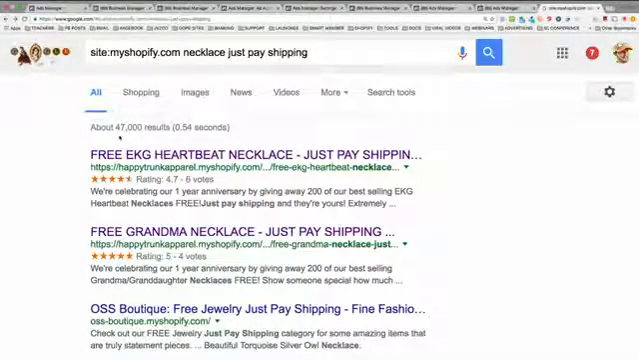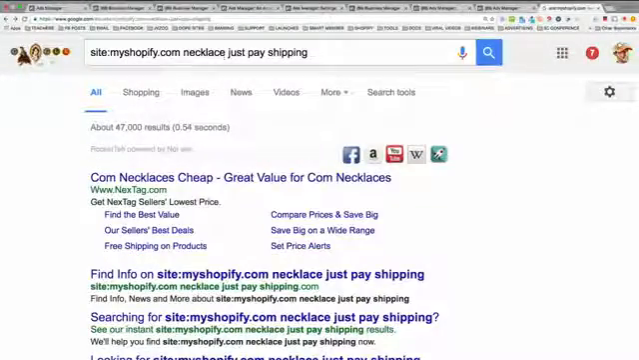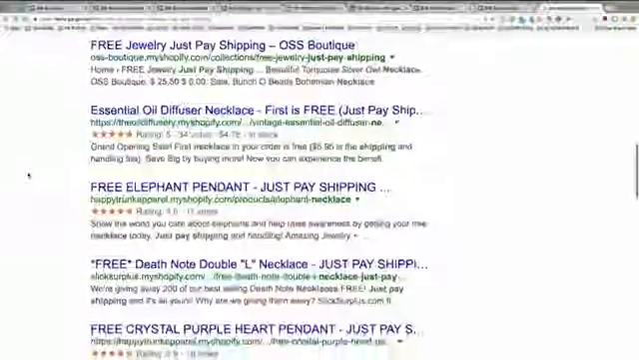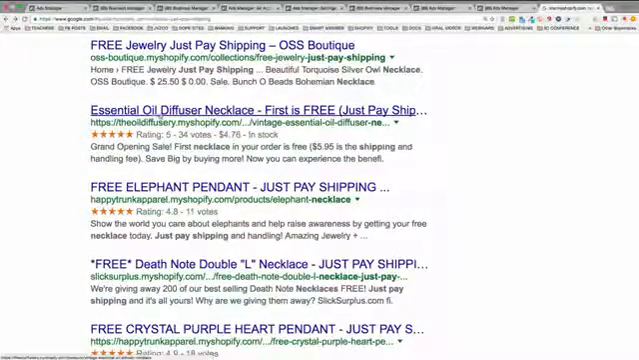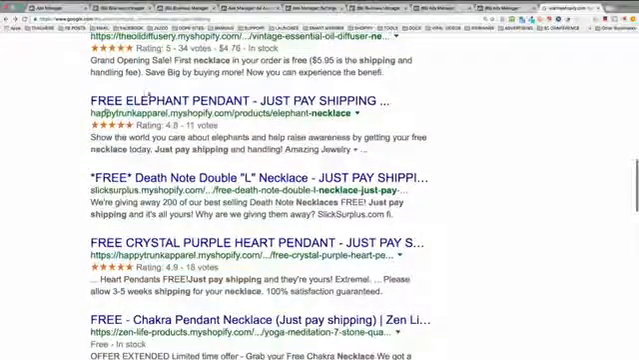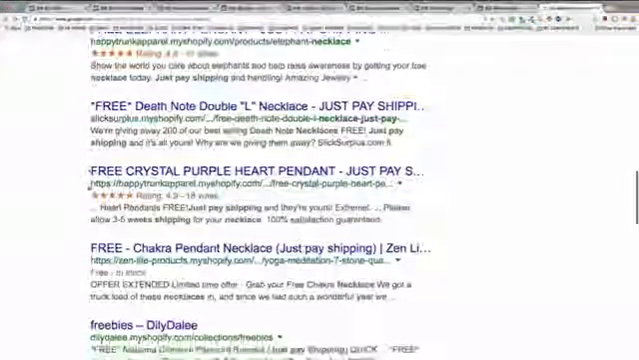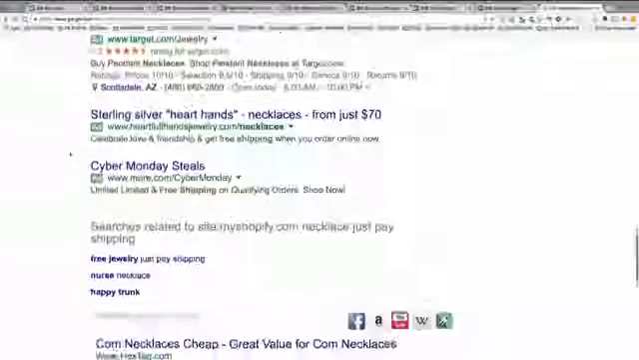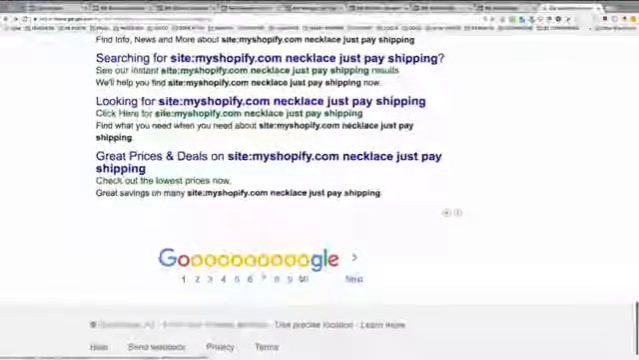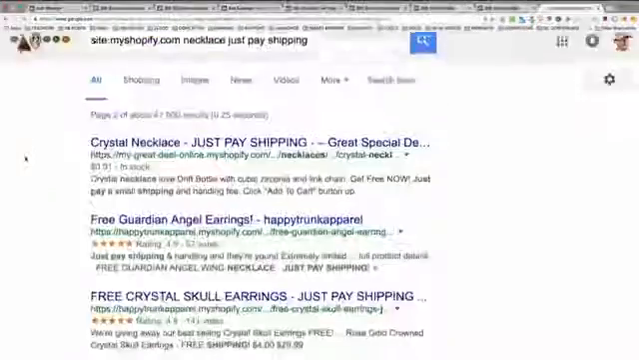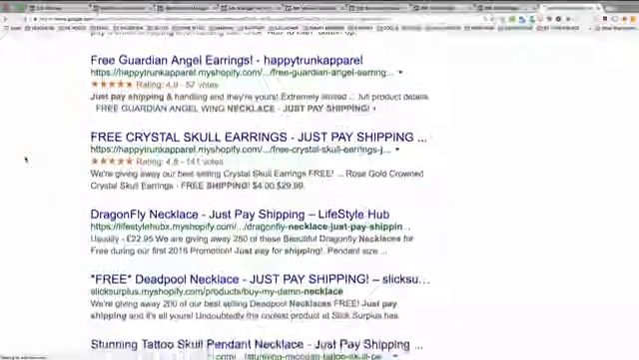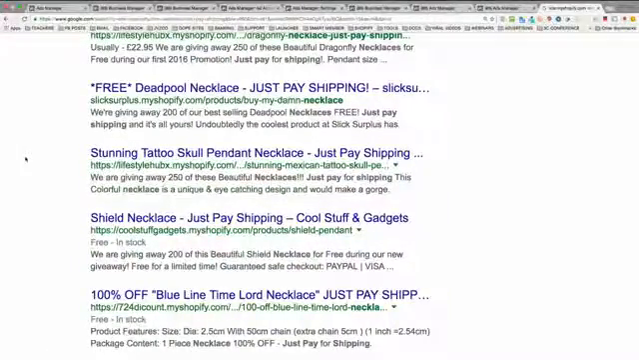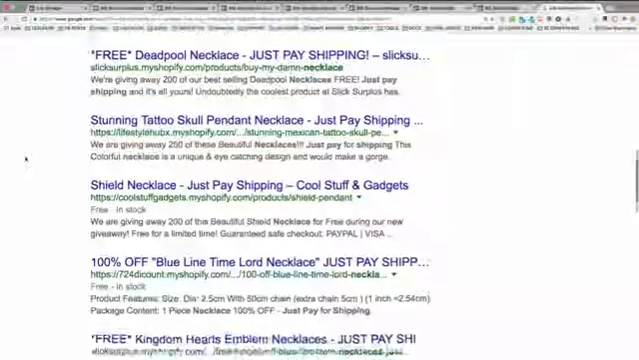So you can go through 47,000 results. Necklace, just pay shipping. I'm not saying you spend all day here, but look at all these different things. Essential oil diffuser necklace. Free elephant pendant. Crystal purple heart pendant. Chakra pendant. You start looking and there's just page after page after page. Free guardian angel earrings, crystal skull earrings, dragonfly products, Deadpool necklace, tattoo skull pendant necklace. There's just so many things, right?